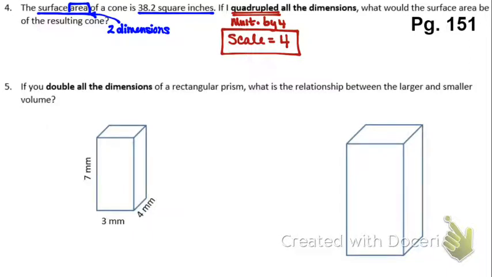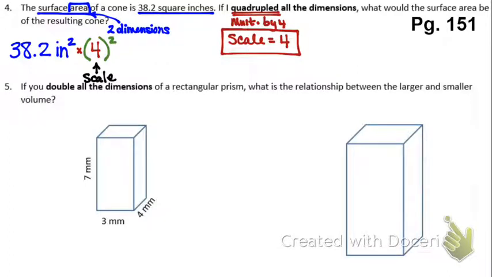What's the area of my original object? 38.2 square inches. I am going to multiply that by my scale. What's my scale? 4. 4 because it said quadruple, but we're changing how many dimensions here? 2. So in here is the scale.